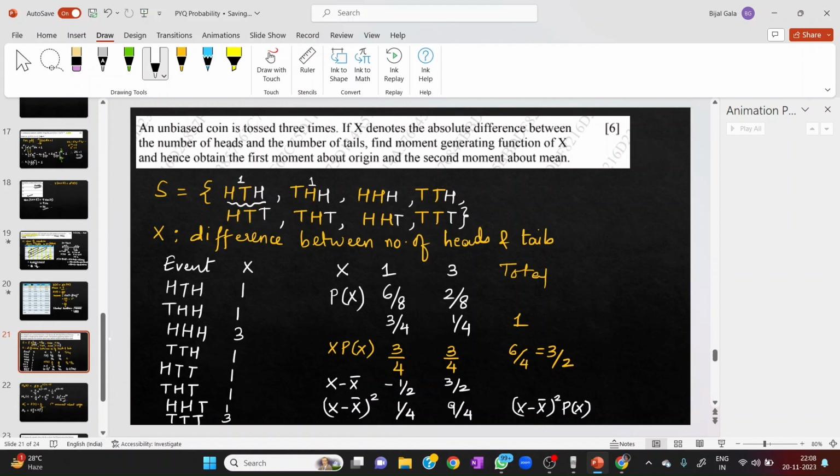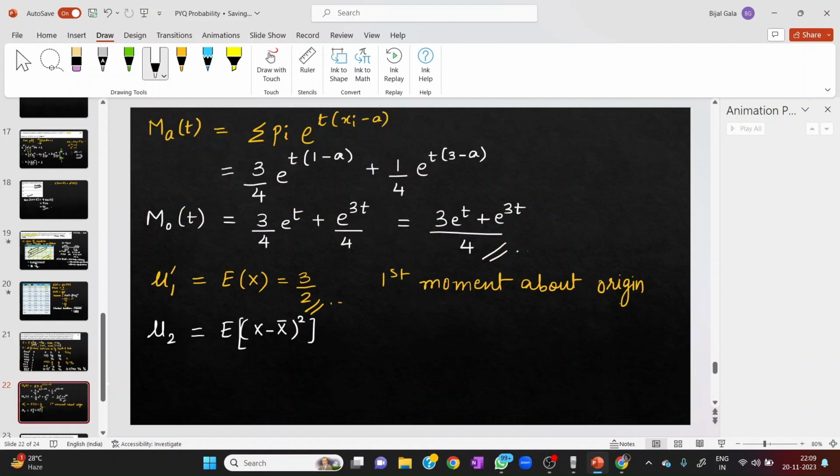Fine, I started with horizontal, I shouldn't have. Okay. So (x minus x bar) the whole square into px is going to give me 1 by 4 into 3 by 4, which is 3 by 16, the first value, and the second value is 9 by 16. The total of this will be your second moment about mean, which is 12 by 16, which means 3 by 4. So this is your second moment about the mean. Okay. So these are the two questions. Let's look at the last question, which is remaining now.